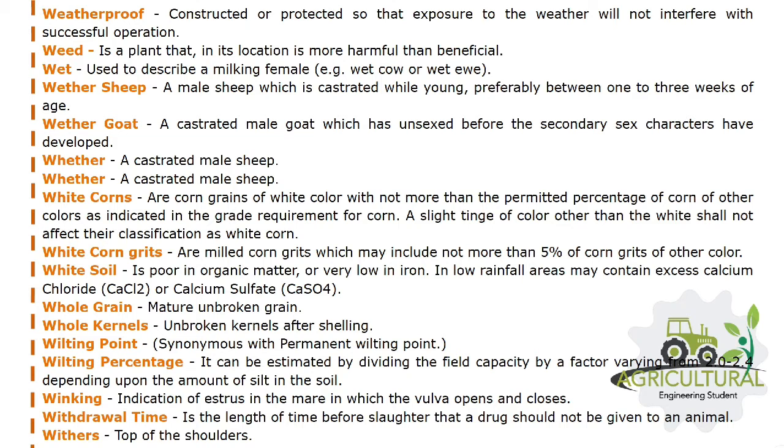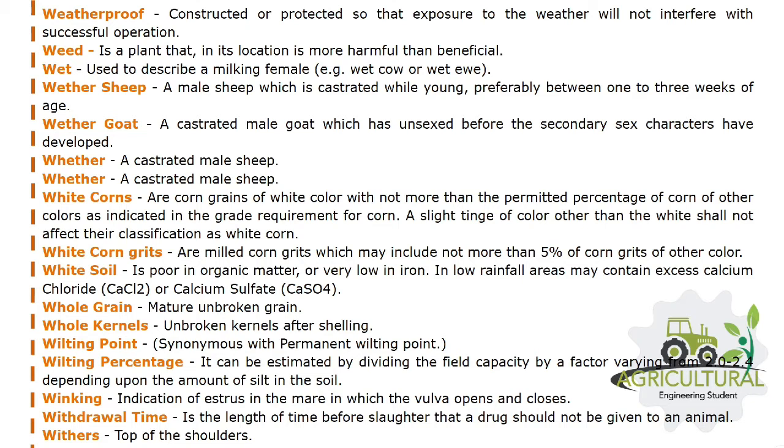White corn, corn grains of white color with not more than the permitted percentage of corn of other colors as indicated in the grade requirement for corn. A slight tinge of color other than white shall not affect their classification as white corn. White corn grits, milled corn grits which may include not more than 5% of corn grits of other color.